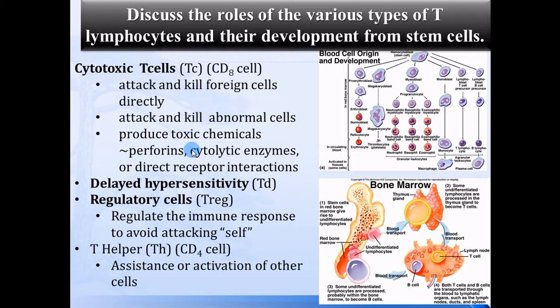Okay. Next, you have the delayed hypersensitivity cells. So we'll talk about these more in the next video, but these are T cells. They usually take about 24 hours to work. So they get this response, but they drag it out, slow to respond. And we'll talk about this primarily in poison ivy.